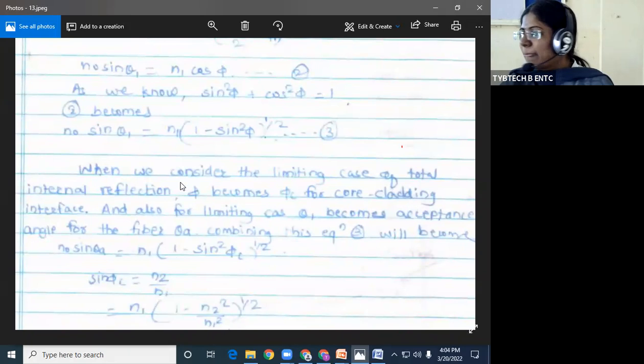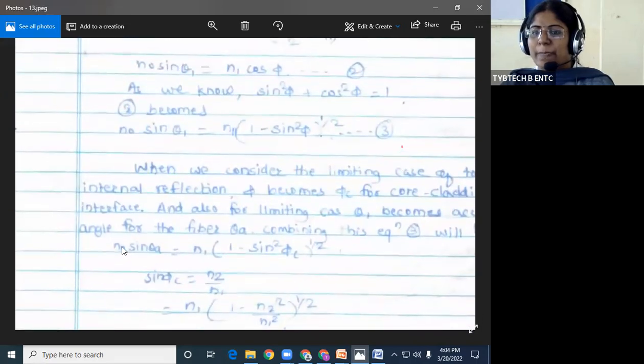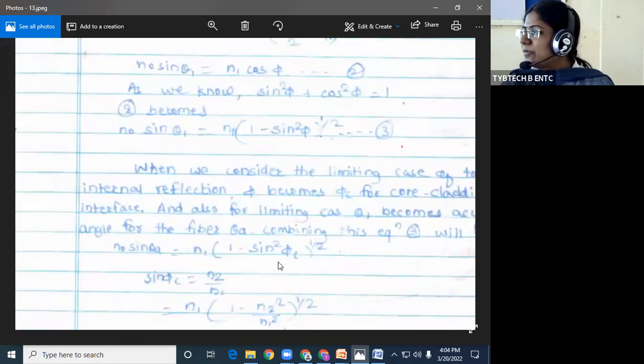as theta a. त्यामुळं limiting case जर आपण consider केली तर in equation 3 this theta 1 is replaced by what? Theta a, and this phi is replaced by phi c. So how is equation 3 converted? n0 sin theta a is equal to n1 in bracket 1 minus sin square phi c. Now we know the sine of phi c. Sin phi c is n2 by n1. You write down somewhere, this is the formula for critical angle.